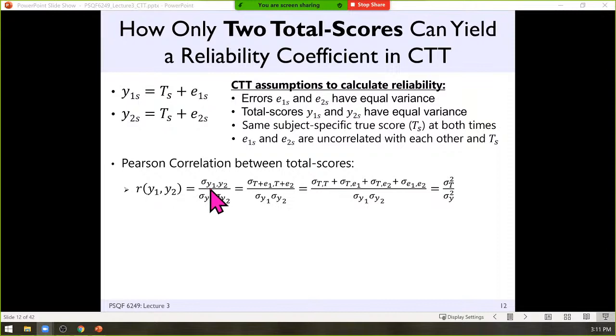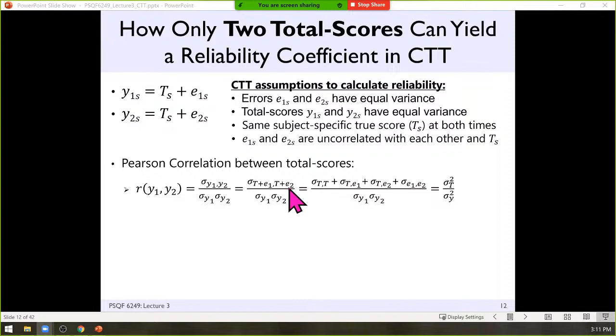So here's the formula for Pearson correlation. It's the covariance between y1 and y2 divided by the two standard deviations. Y1 is supposed to be a combination of true score plus that item's error, and Y2 is supposed to be a combination of the same true score plus a different item's error.